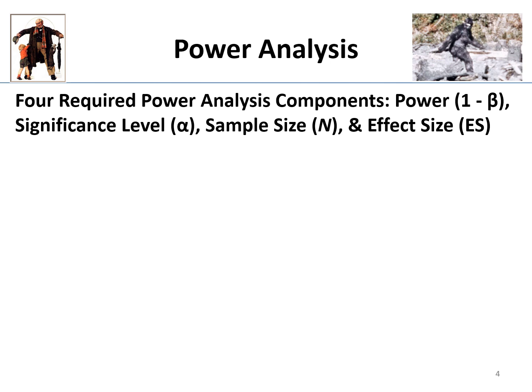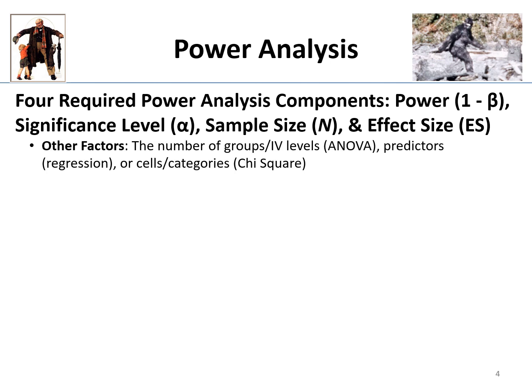So there are 4 required components to do a power analysis. If you have 3 of these, you can get the 4th. So it's kind of like algebra. You need power. You need your statistical significance level, or alpha. You need your sample size, and you need to know the effect size or an estimate of the likely effect size. There are some other factors that pop up.